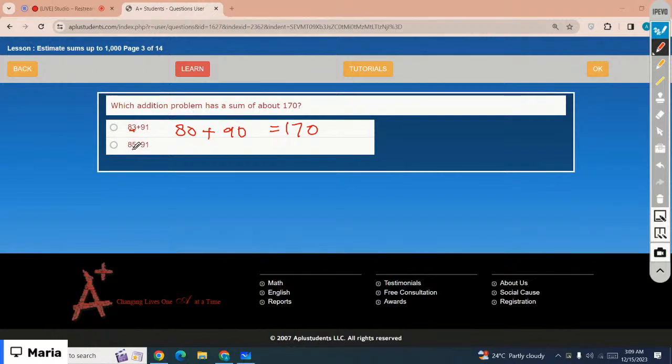When you look at this one, you have 85, the ones digit is 5, so you need to round up, round 85 to 90. And then again you have 91 that is rounded off to 90, which makes 180. So option number 1 is the correct option. Very good. 83 plus 91 is the option. Very good.